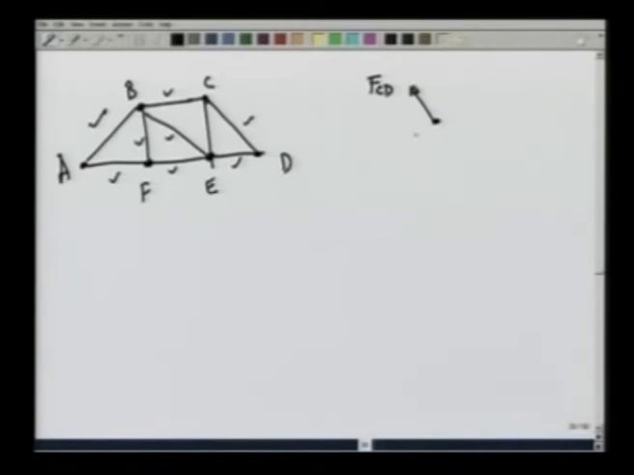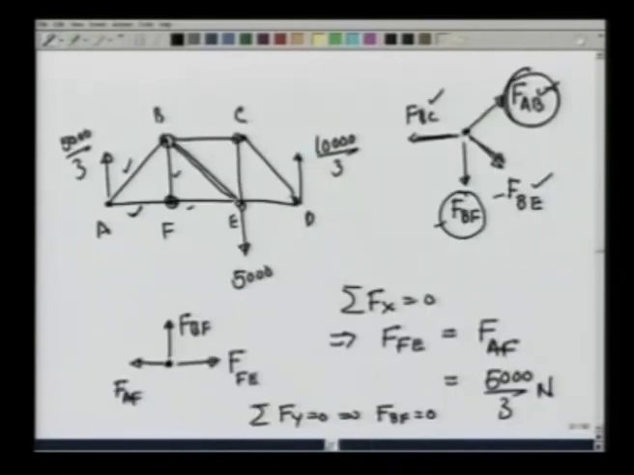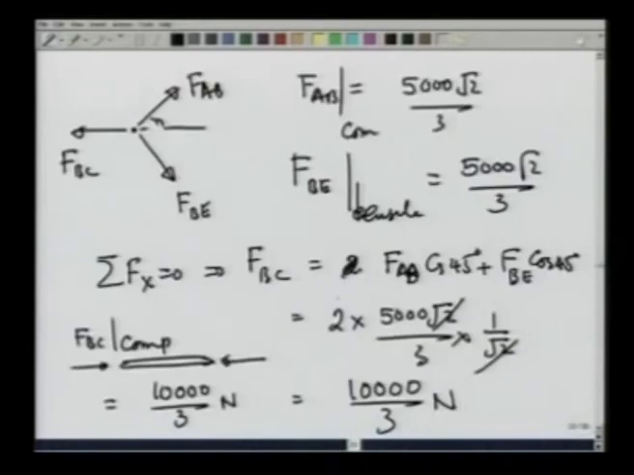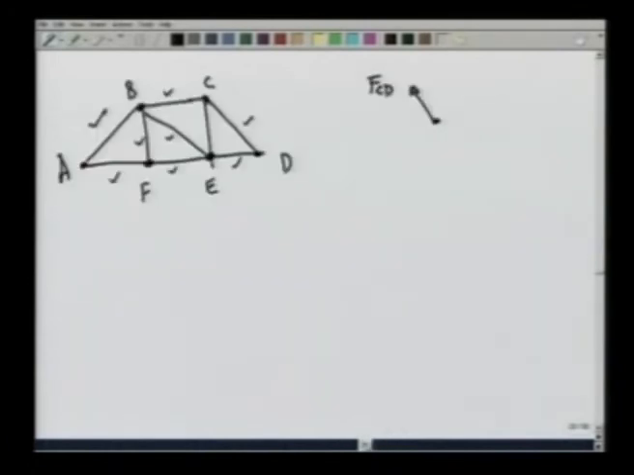Then there is a force FBC, which we have calculated earlier, and let me just have a look at that. FBC was calculated to be 10,000 over 3 newtons, and it was compressive. So FBC was compressive, and therefore, it will push point C in this manner. FCE is what we want to calculate, and these are the three forces under which the system is in equilibrium.